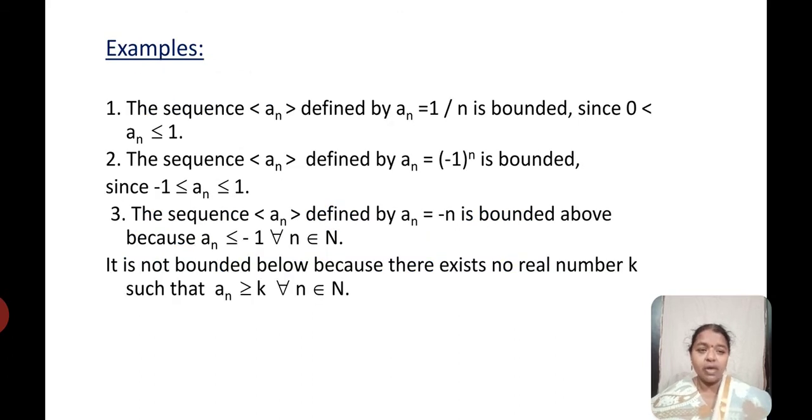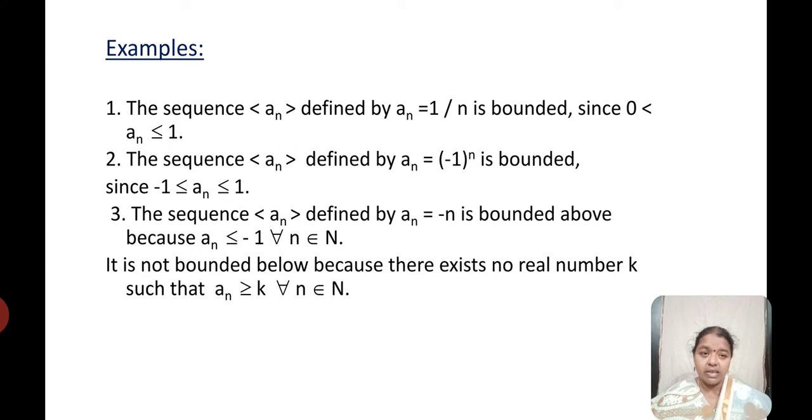Now let's consider a few examples so that it becomes clear. The first one says the sequence a_n defined by a_n equal to 1 by n is bounded since I have to have a value n greater than 0, because if I put n equal to 0, 1 by 0 becomes infinity, which is undefined. So the least value is n should be greater than 0, and a_n, whatever value you get, will be less than or equal to 1. So here your lower bound is 0, your upper bound is 1. Therefore, the sequence defined by a_n equal to 1 by n is bounded.